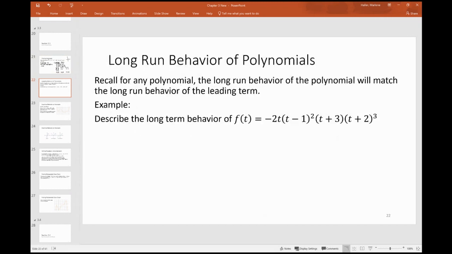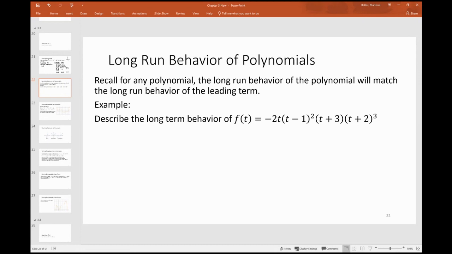All right. Let's also review long-run behavior of polynomials. Recall that the long-run behavior of a polynomial will resemble the behavior of the leading term. Here we have a polynomial that's in its factored form. We could multiply all that out, but it would be a big job. We could do that to see what the actual leading term was, but we really don't need to. All we care about is the degree of the leading term and whether it's positive or negative.